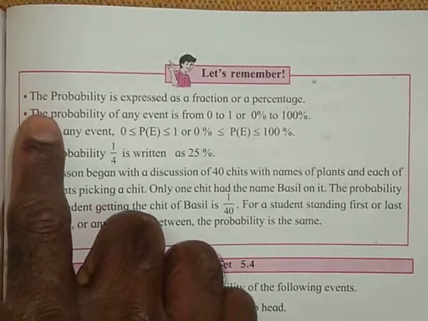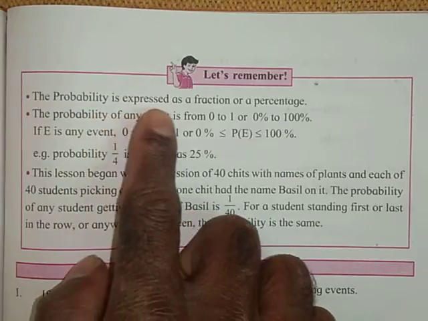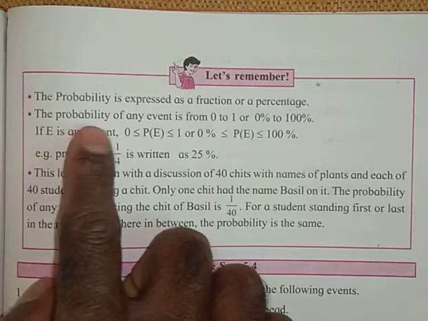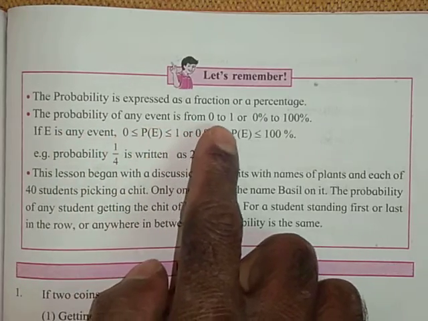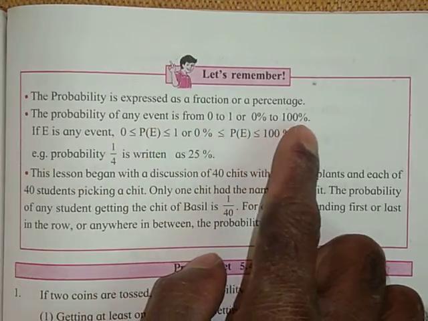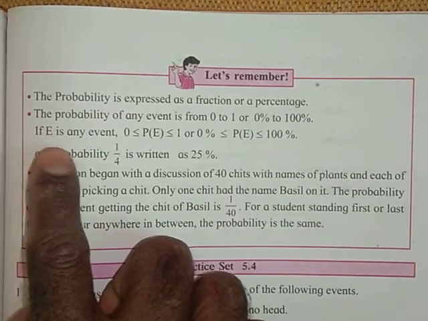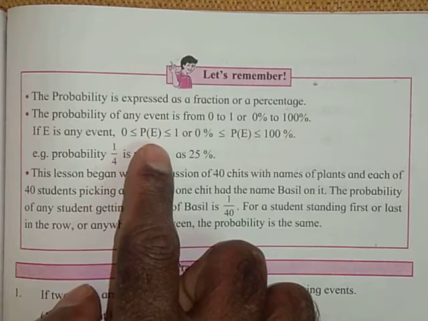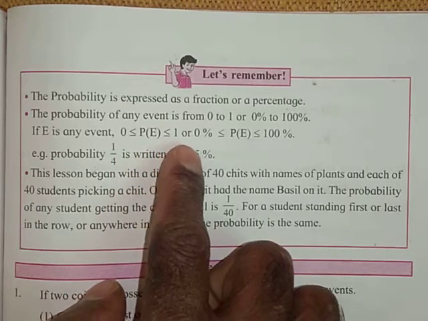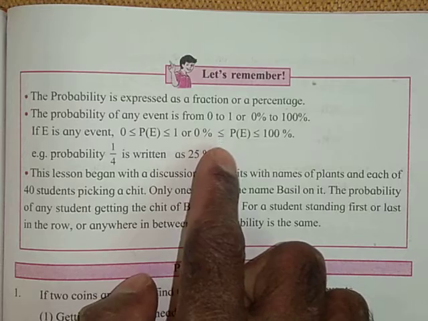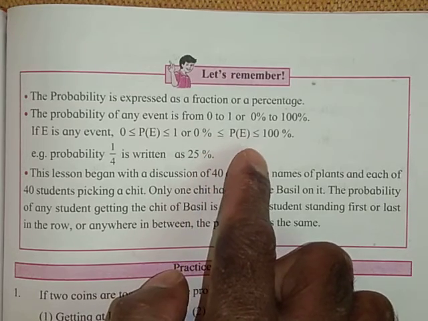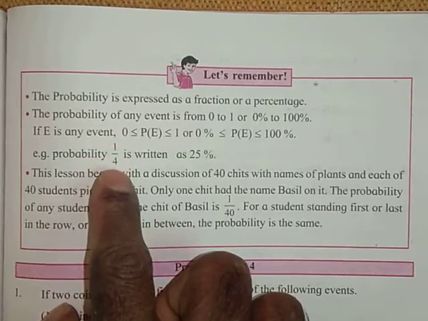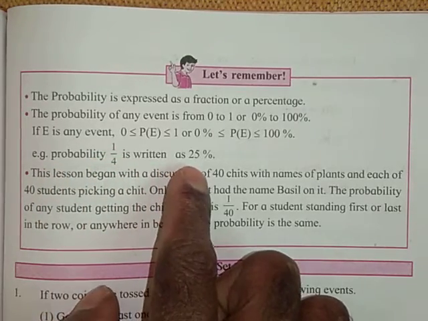Let's remember, the probability is expressed as a fraction or a percentage. The probability of any event is from 0 to 1 or 0% to 100%. If E is any event, then 0 is less than or equal to P of E is less than or equal to 1, or 0% is less than or equal to P of E is less than or equal to 100%. Example, probability 1 by 4 is written as 25%.